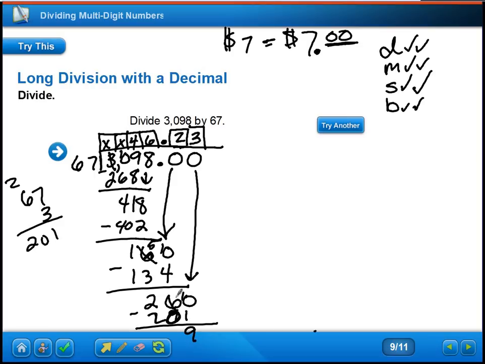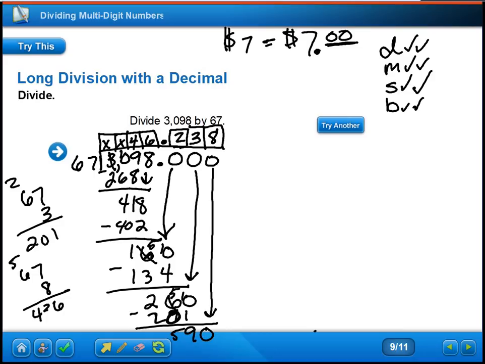10 minus 1 is 9. 5 minus 0 is 5. And again, I can keep adding zeros as long as I want to. Okay, and I know 67 goes into 590 8 times. And I'm going to do that off to the side just to double check my math. 7 times 8 is 56. Carry the 5. 6 times 8 is 48. Plus 5 is 53. There we go.